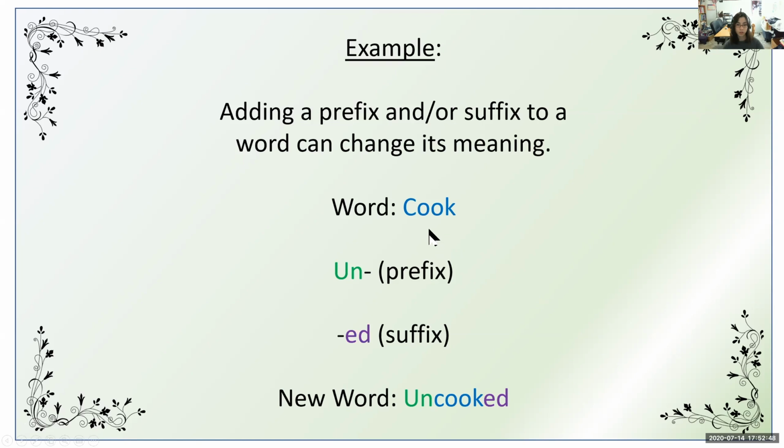First we have cook, which can be just a noun, someone who is a cook, or it could be a verb, someone is cooking something. But with our new word uncooked, this is an adjective, and it has a similar meaning, but its meaning is changed. We go from cook to uncooked. So again, when we add prefixes and or suffixes, it becomes a new word that has a changed meaning. So I'll give another example.